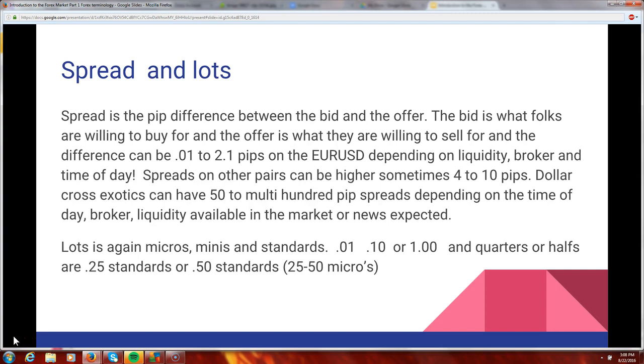I can actually chop a micro into 10 pieces. It's really weird, and not that you want to, because you're not making any money trading like that. And then there's quarters and halves as well. You can do a 0.25 lot, that would be a quarter, or a 0.50, and we would end up calling that a half of a lot. Quarters and halves.